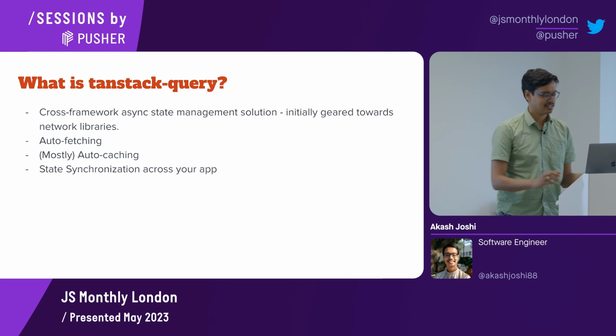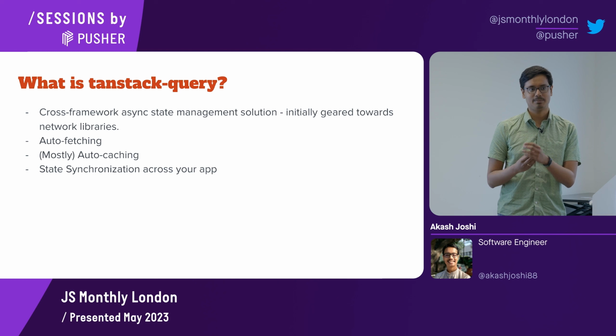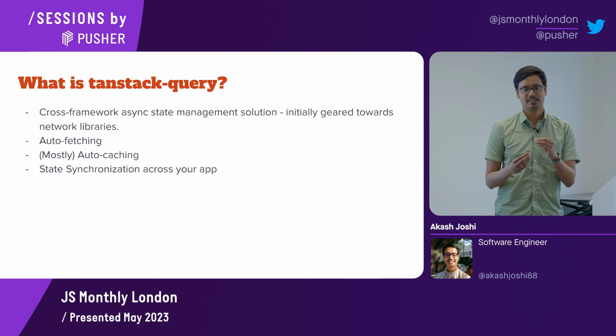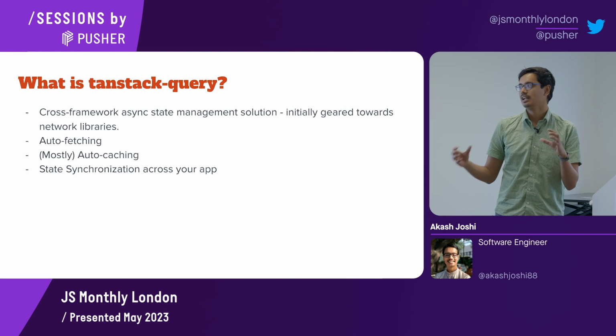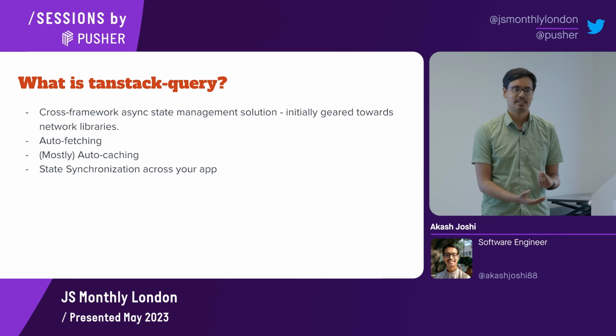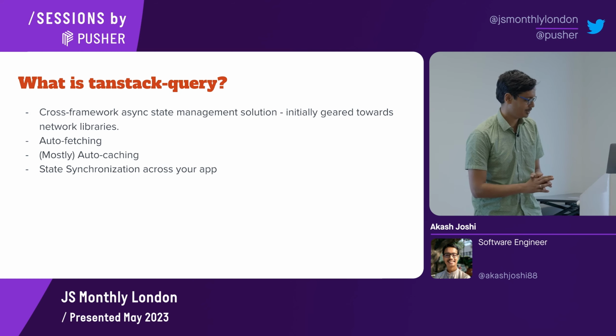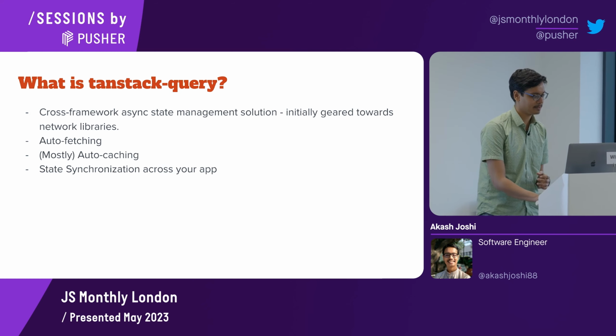And the last thing is state synchronization across your app. If you make a fetch API call in one component and you make the same API call in another component, it will use the same cache, and that is again because of the auto caching nature of Tanstack. You can also configure it to not do that if you want, but mostly you would want to keep it like it is.